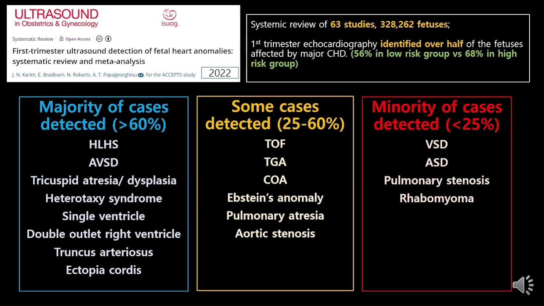Why are these malformations classified like this? It depends on whether anomalies are easily detectable on the four-chamber view. Today, I'm going to focus on the malformations we should always be able to pick out.